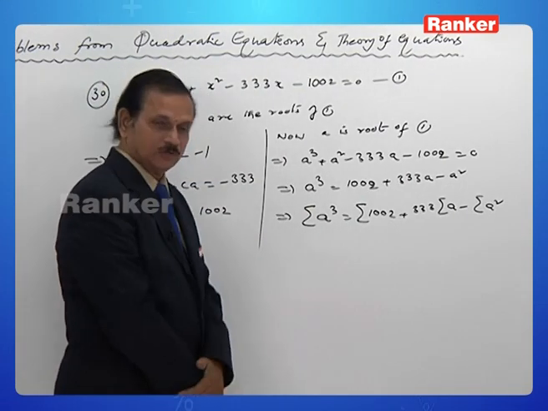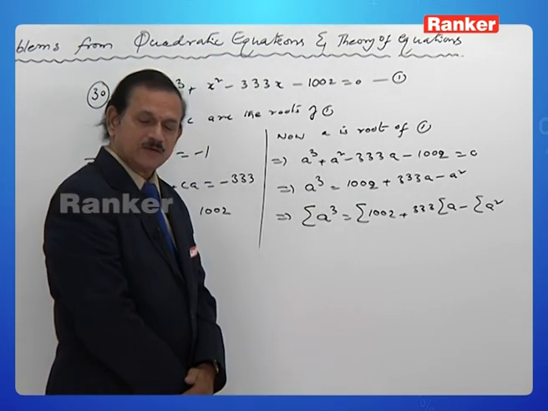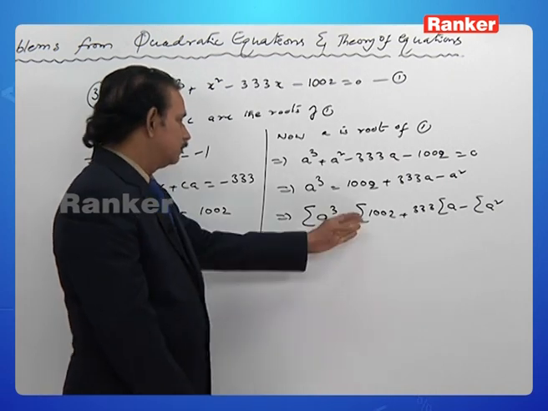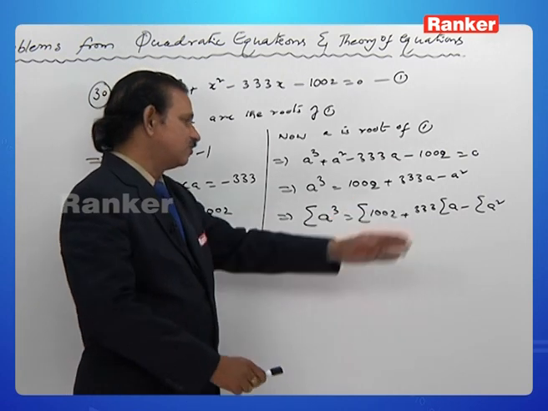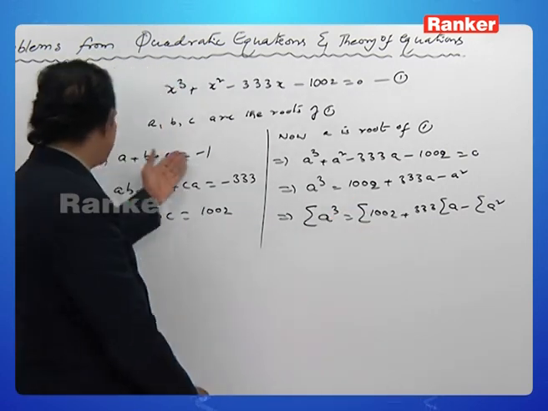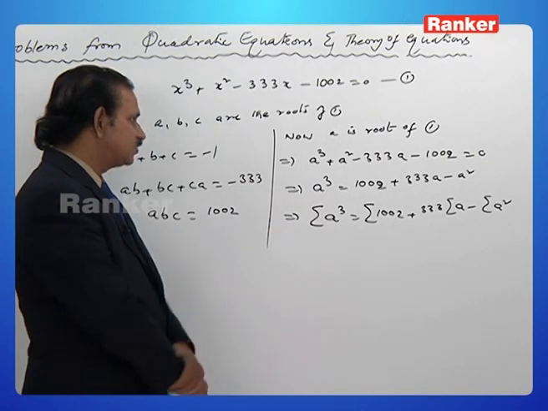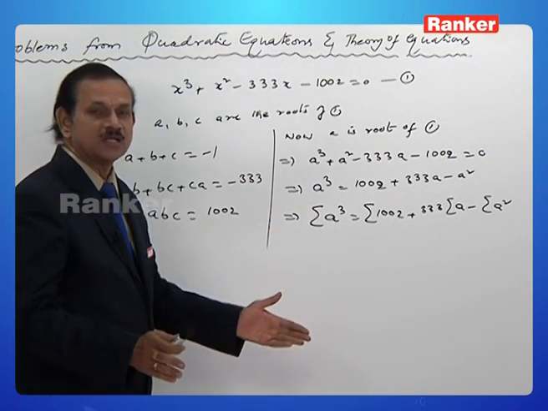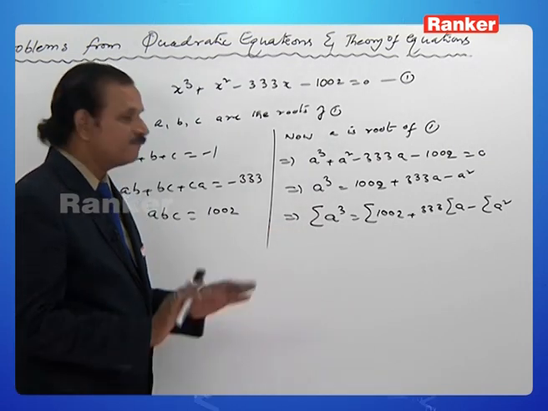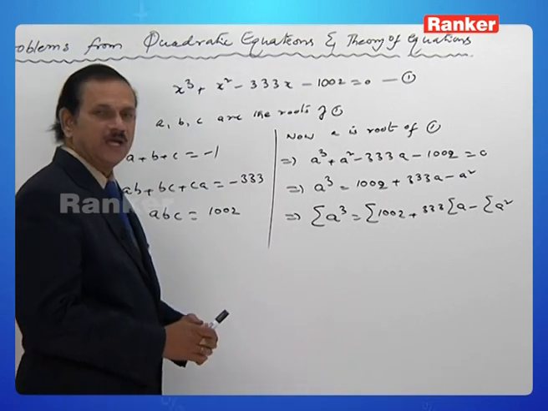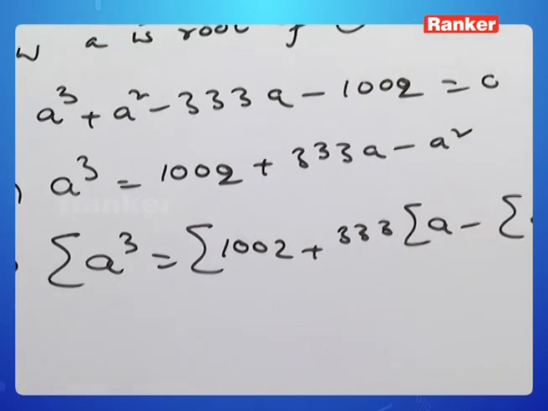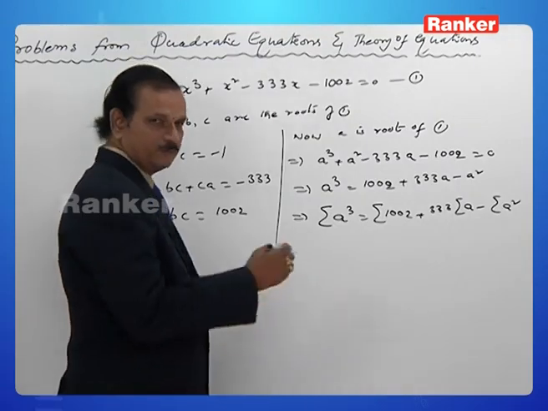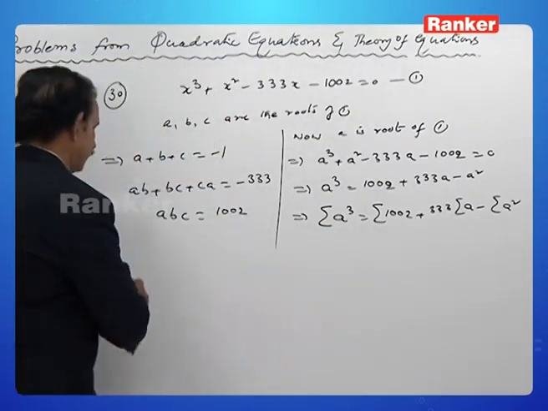By sigma a cube, what do we mean? a cube plus b cube plus c cube. That is nothing but P, of course. And what is sigma a? a plus b plus c, which is minus 1. What is sigma a square? We are to find it. If you could find sigma a square, it is enough. You will be able to estimate P, thereby getting the correct and required answer. So we proceed to find sigma a square.